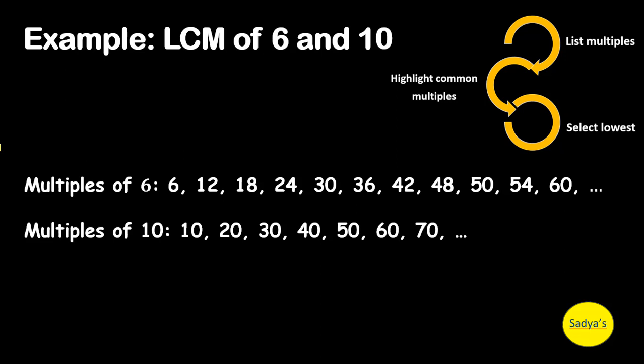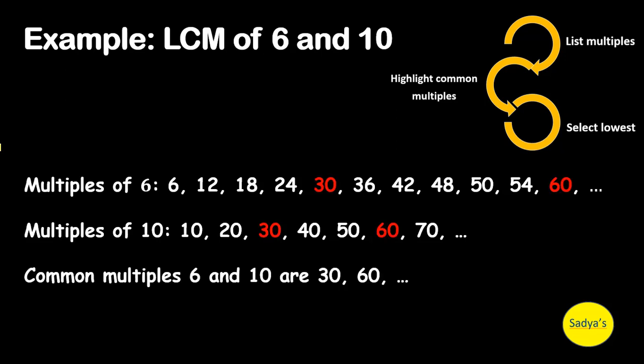So first step, listing of multiples is done. Now we highlight the common multiples. Common multiples of 6 and 10 are 30, 60, and so on. So the lowest common multiple, LCM, is 30.